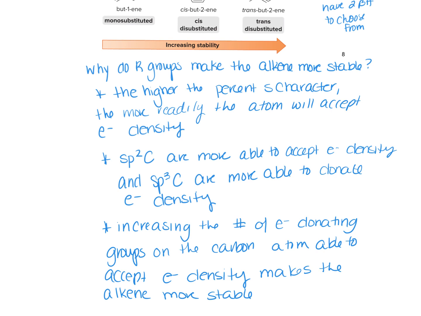So that ends this screencast. In the next screencast, we are going to talk about the mechanism of elimination reactions.